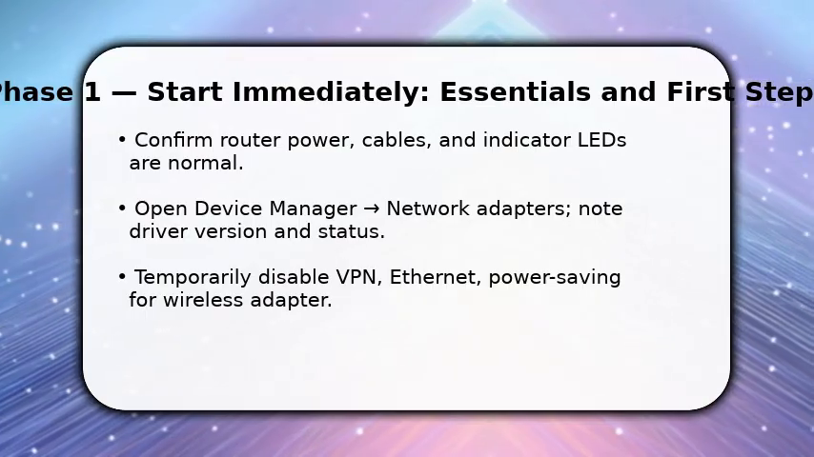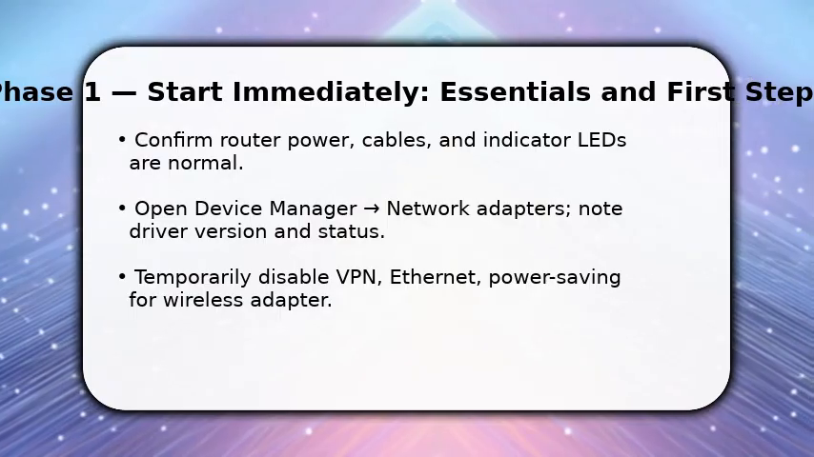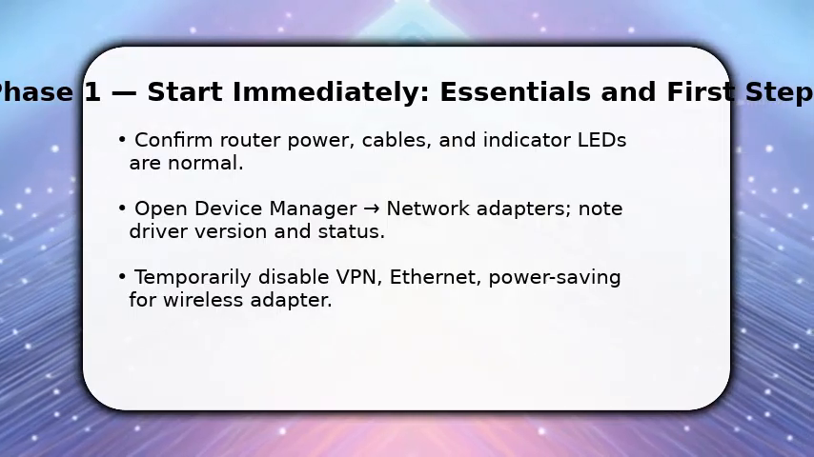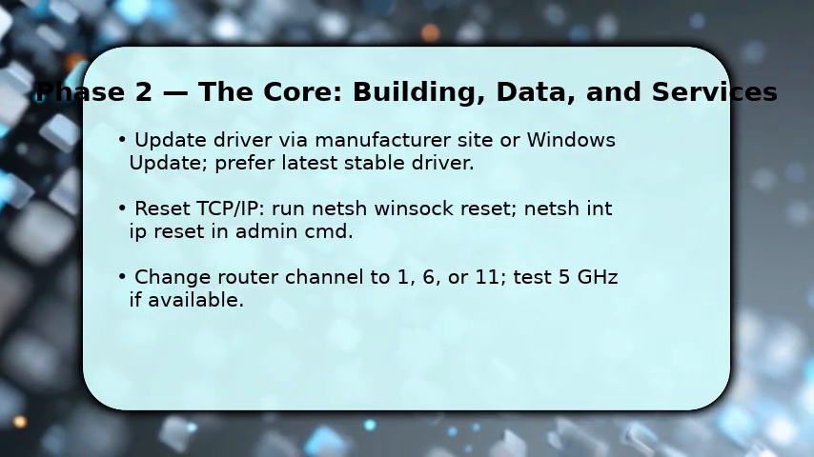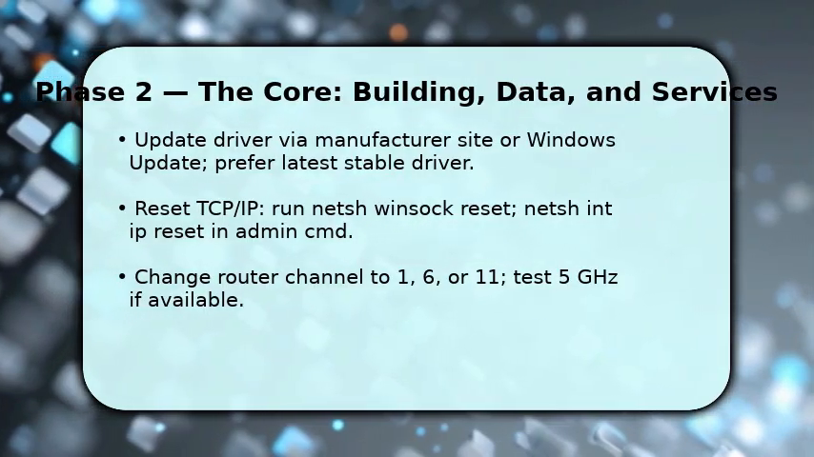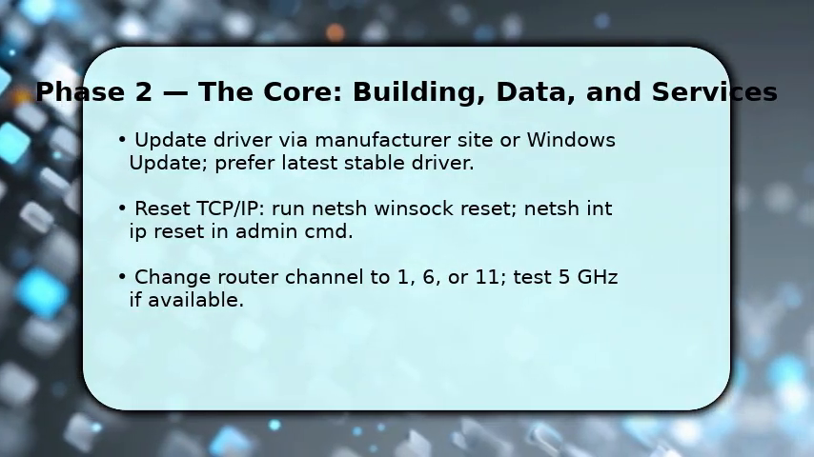Now you tackle the middle, more technical fixes. First, update the wireless driver, download from the NIC maker or use Windows Update. Newer firmware often resolves disconnects. If that fails, reset network stacks. Run netsh winsock reset and netsh int ip reset from an admin command prompt, then reboot.